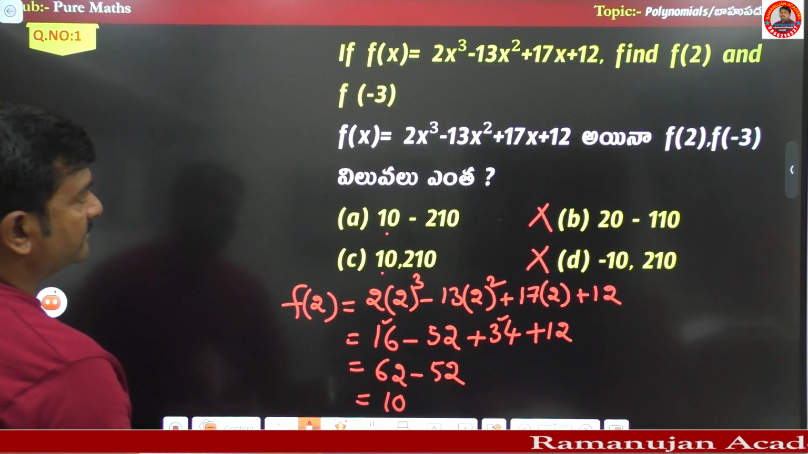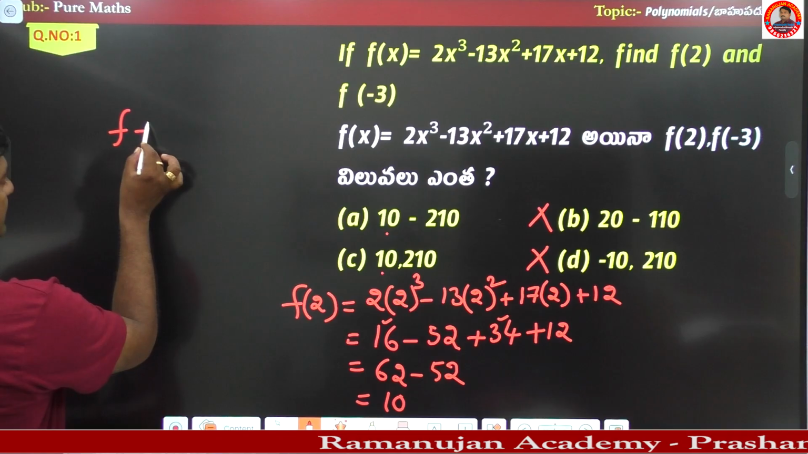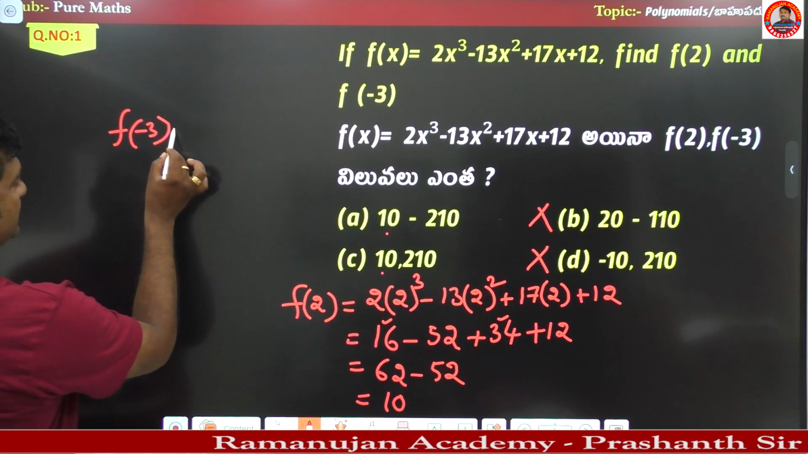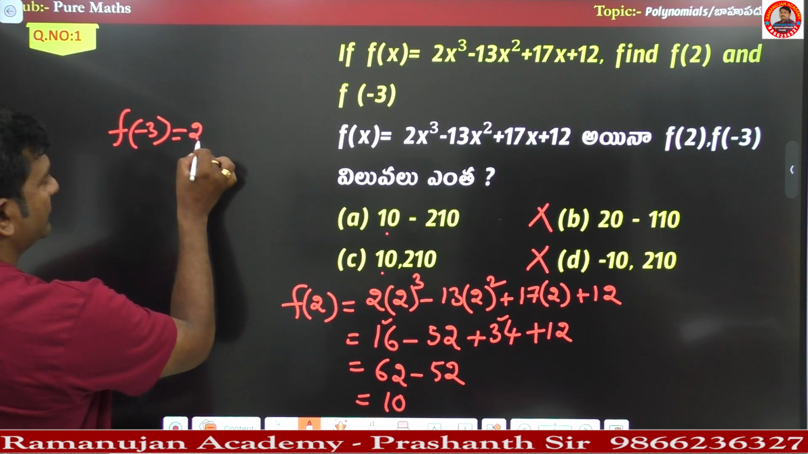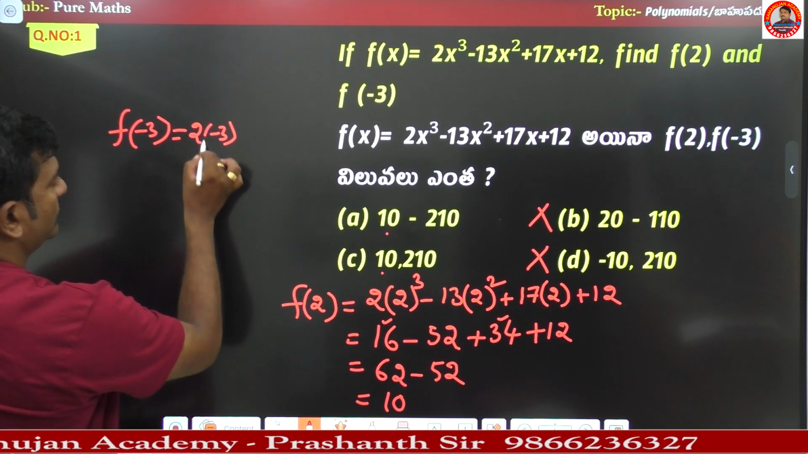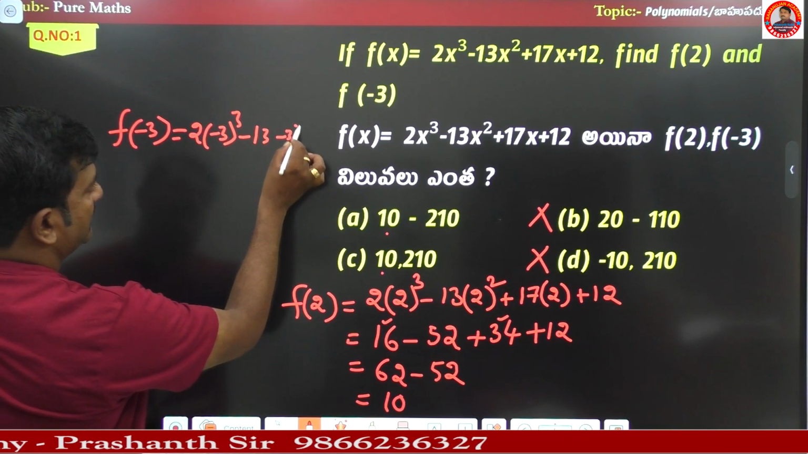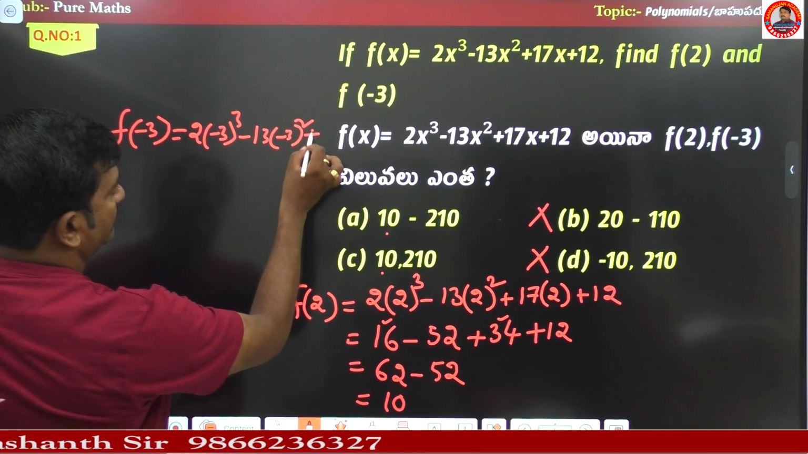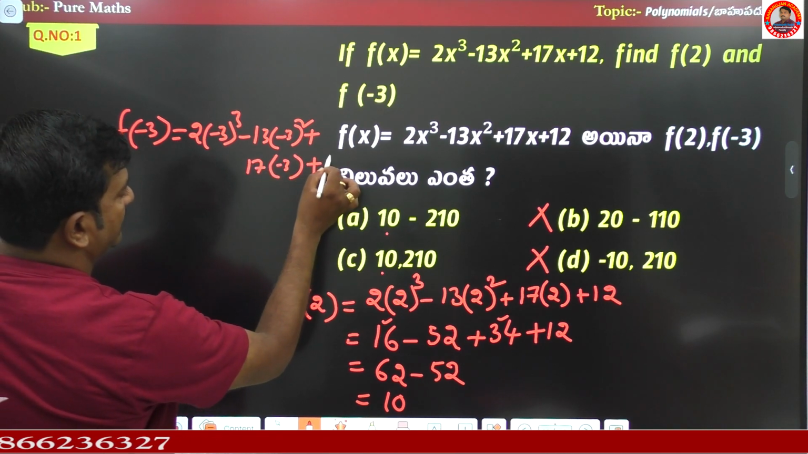Now we'll see. Similarly, we'll try to find out the f of minus 3 value. F of minus 3 value will be obtained by putting minus 3 in place of x. Therefore you are going to get 2 into minus 3 whole cube minus 13 times minus 3 whole square plus 17 times minus 3 plus 12.